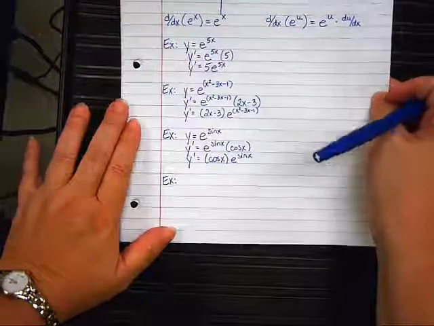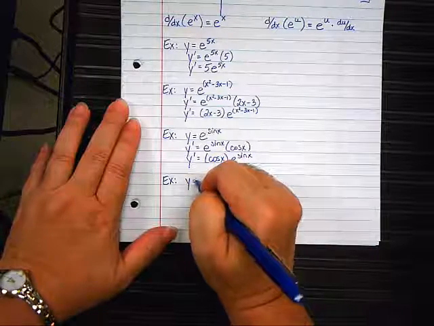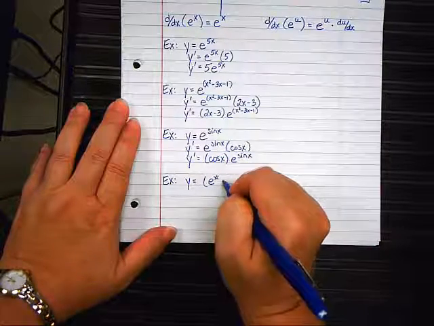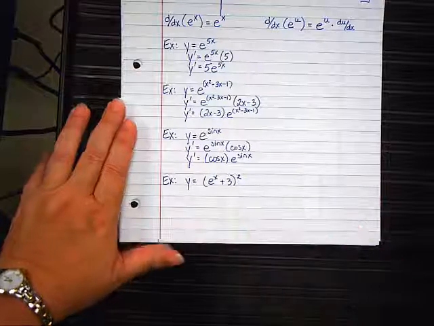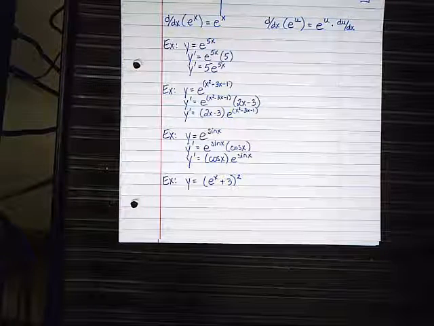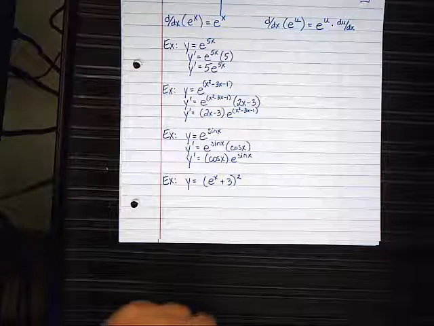Let's move on to something a little more challenging. y equals e to the x plus 3, the quantity squared.